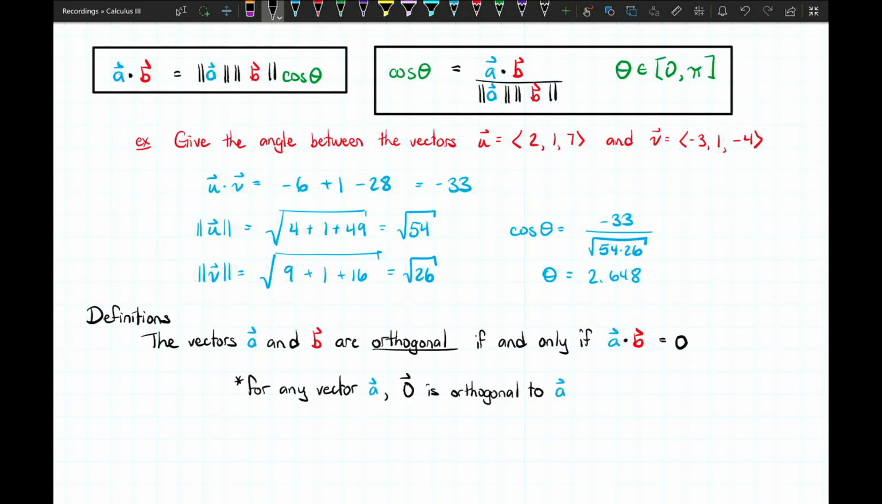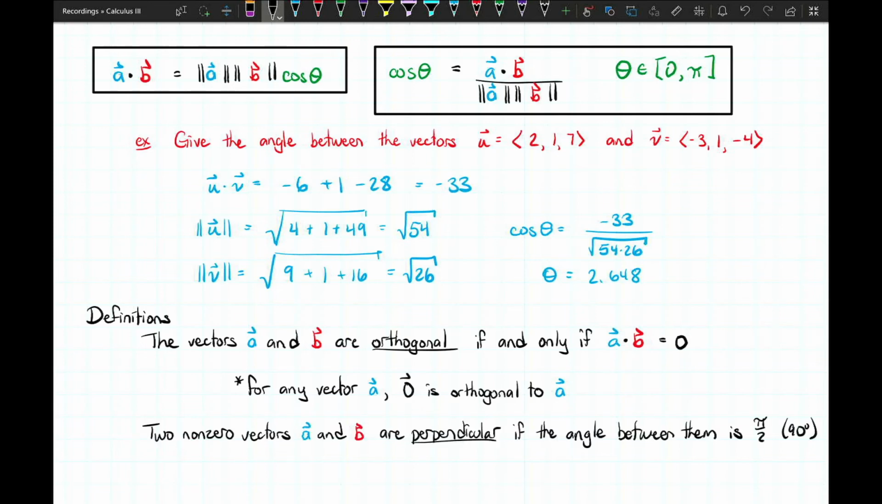For a more common definition of what we think of as perpendicular, we just simply restrict the definition to be only for non-zero vectors. Two non-zero vectors, a and b, are perpendicular if the angle between them is pi/2 radians or 90 degrees. So not only can this alternate form of the dot product allow us to find the angle between two vectors, it's also a very quick way to find out if two vectors are orthogonal. And if they are both non-zero, then we can certainly say they're also perpendicular.